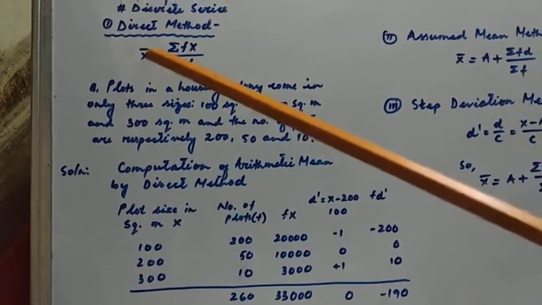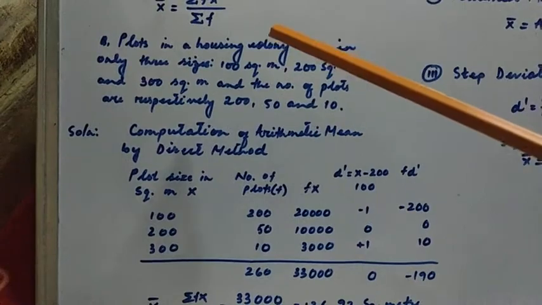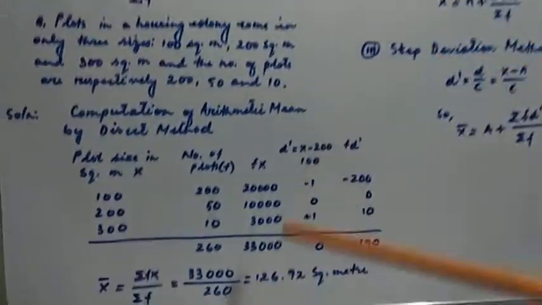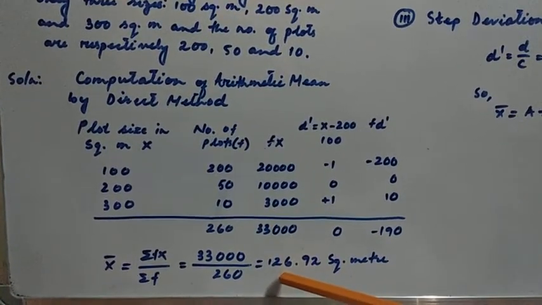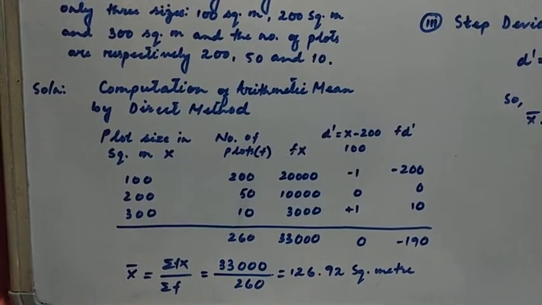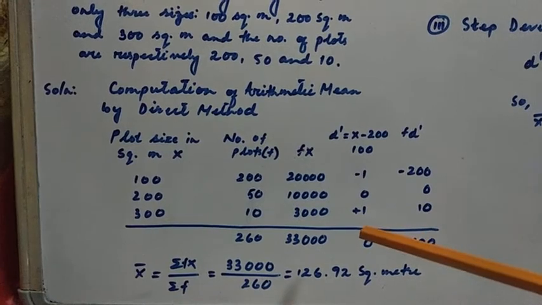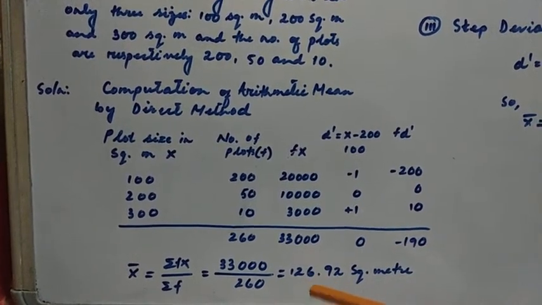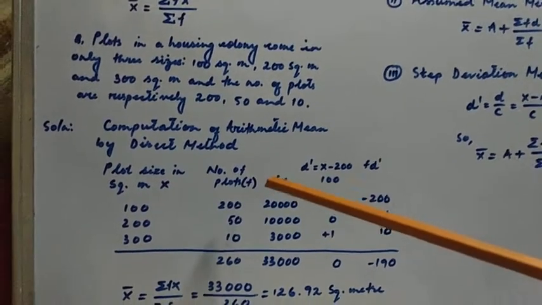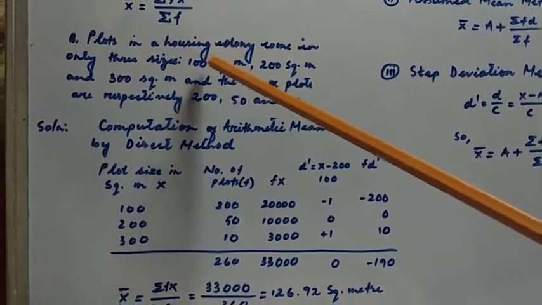So that is for the direct method. What about the assume mean method? Before going to the assume mean method, we have the answer: 126.92 square meter. So the mean plot size in the housing colony is 126.92 square meter. So we have found out the mean plot size for the 3 household housing colony here through the direct method.